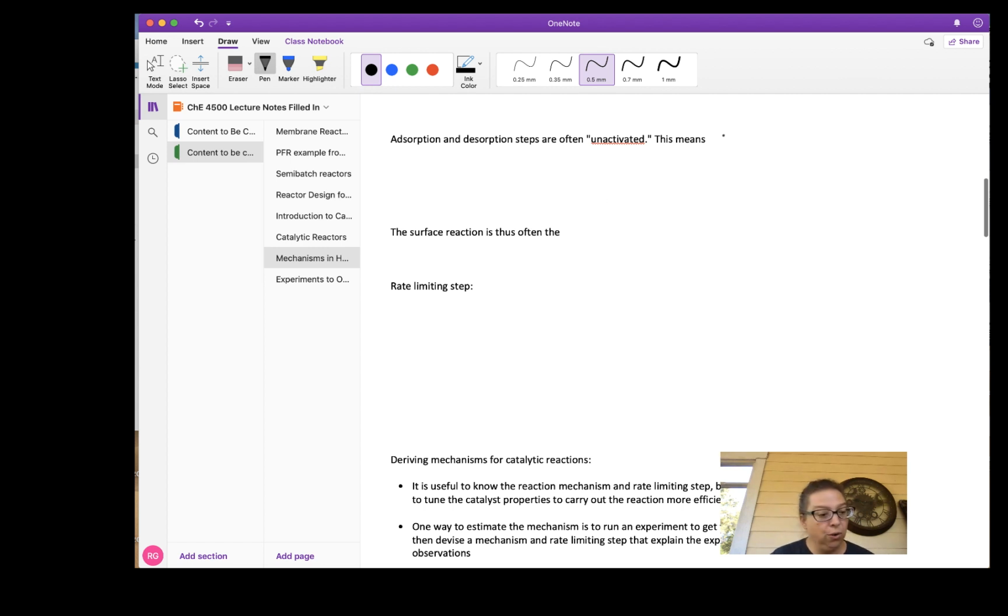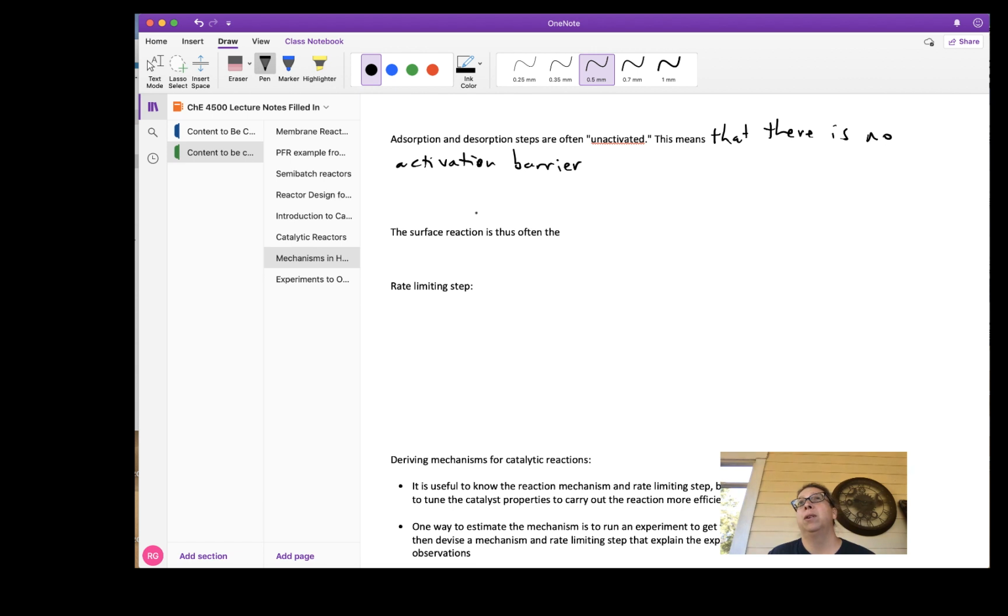This means that there is no activation barrier. In reality, there probably is an activation barrier, but it's usually not large compared to the activation barriers of the surface reactions. So because of that, we tend to just assume that adsorption and desorption is unactivated.